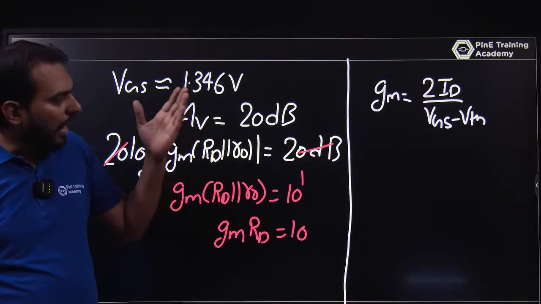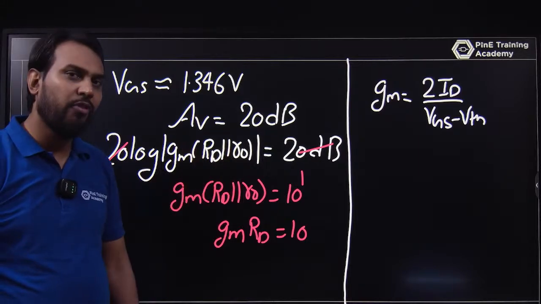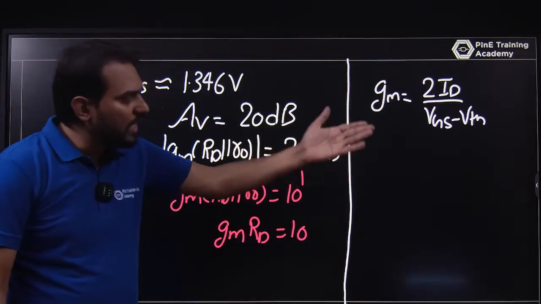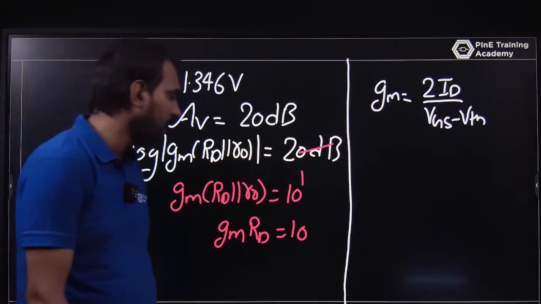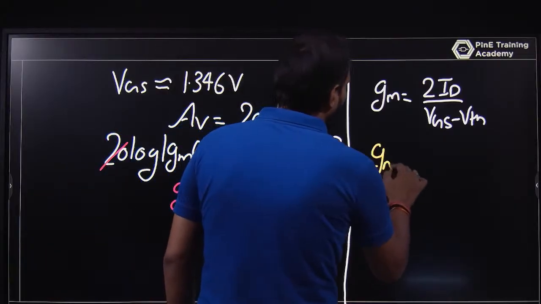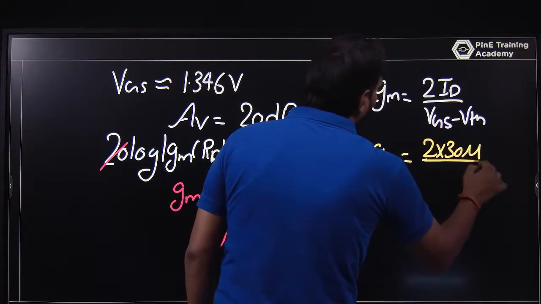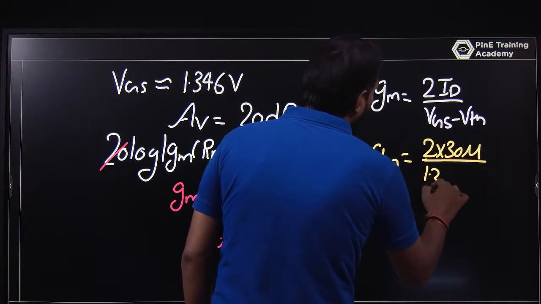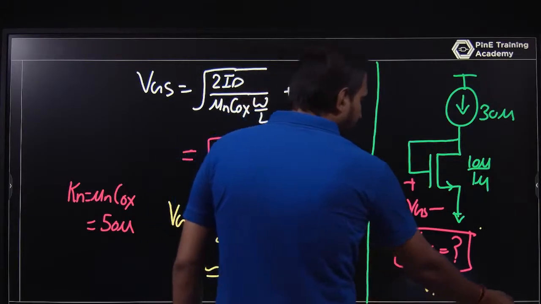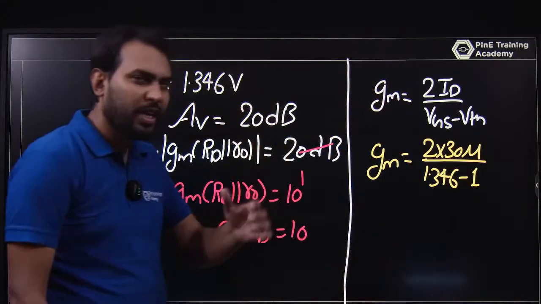As per the known values, you can use whichever you want. You have 3 formulas for GM. Okay, we know ID, we know VGS, we know VTH, so we can determine GM here. So GM is 2 into 30 microampere over VGS, which is 1.346, minus VTH, which is 1 volt. I am assuming that VTH is 1 volt.